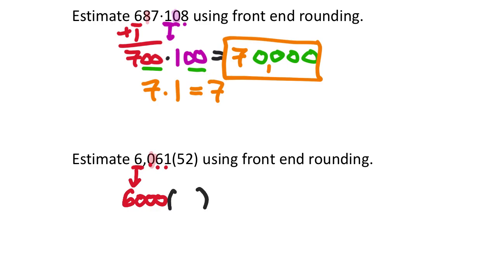Now let's front-end round 52. So that's a 5 in the tens place value. To the right is a 2 in the ones. The 2 means that it's less than 5. So the 5 in the tens place value just drops as a 5. And then the ones place value is a 0.